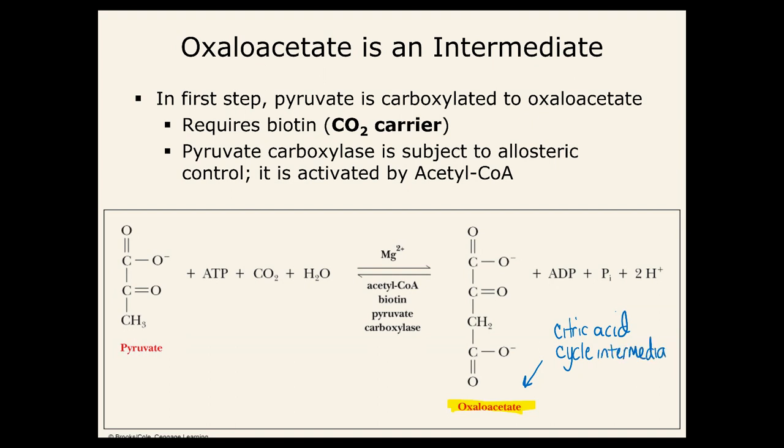Now, what that means is if the body needs glucose, it's not as concerned with using glucose for energy. And so oxaloacetate is going to get diverted from the citric acid cycle. And if that's happening, that's going to slow the citric acid cycle down. I'll come back to that. Okay. All right. So pyruvate to oxaloacetate is the first step.